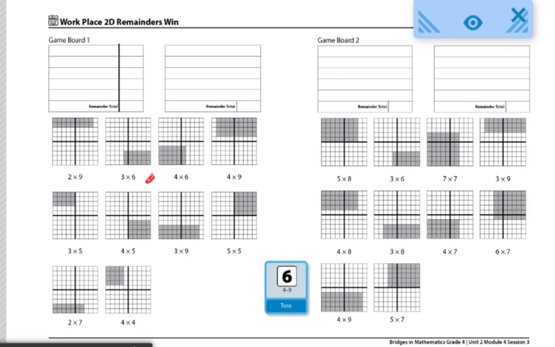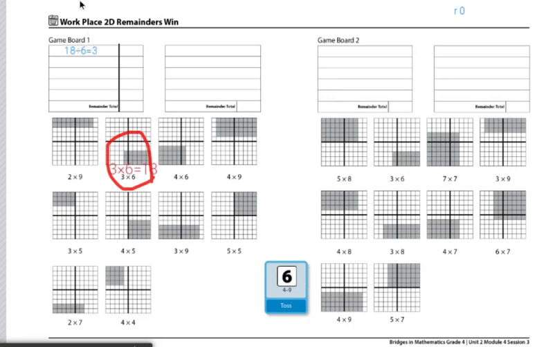I'm going to pick 6 times 3. I know that 6 times 3 equals 18, so 18 is going to be our dividend. From there, I'll roll the dice, and I rolled a 6. So I'm going to use 18, because that's our product to the multiplication problem, divided by 6 to see what our remainder is.